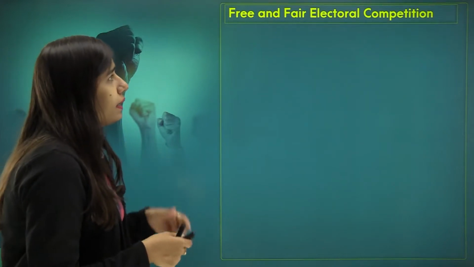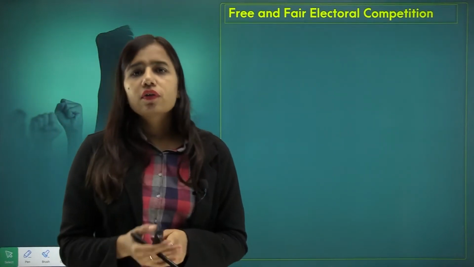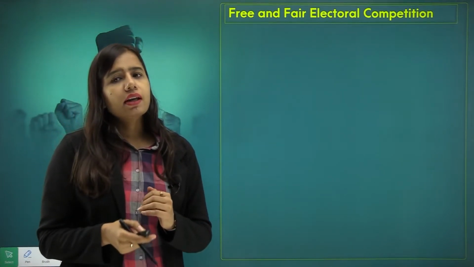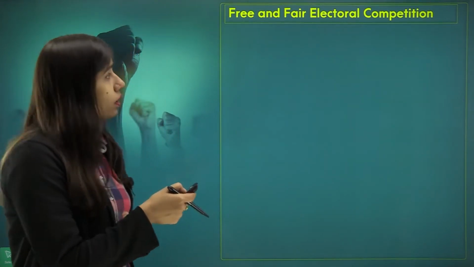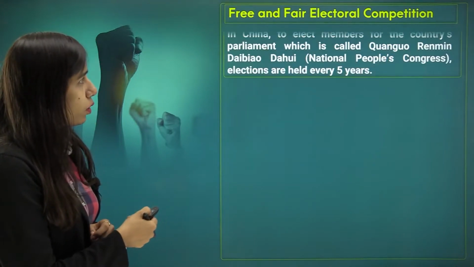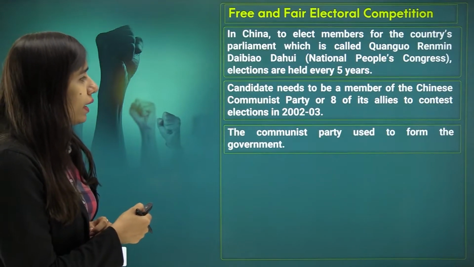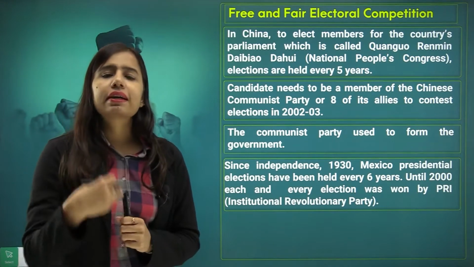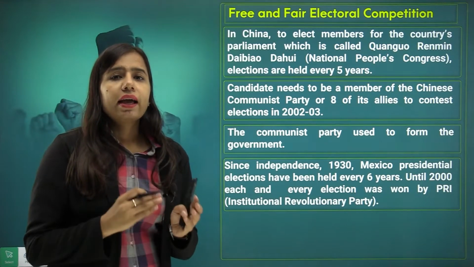Now let us look at the second feature of the democracy, which says free and fair electoral competition. So in a healthy democracy, there has to be free and fair elections. Let us take an example of China. Let us understand it with the example of China.